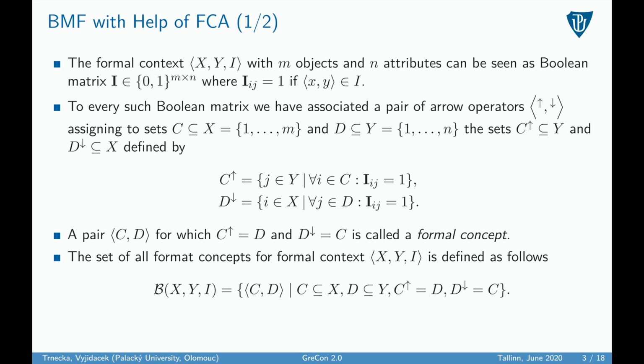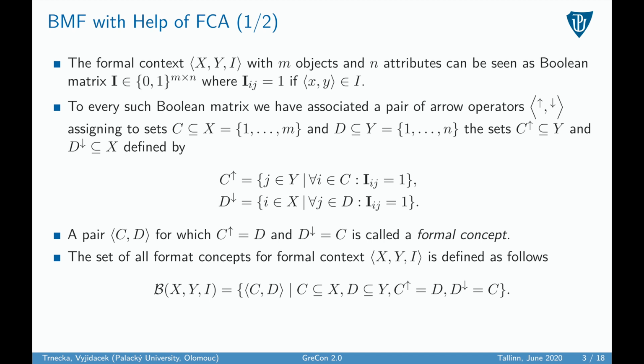For such a Boolean matrix, we have an associated pair of arrow operators. We call them simply arrow up and arrow down, where arrow up takes a subset of objects as an argument and returns the set of attributes which are common for all objects. Arrow down is defined alike arrow up, but as an input it takes a subset of attributes and returns a set of common objects for all attributes.